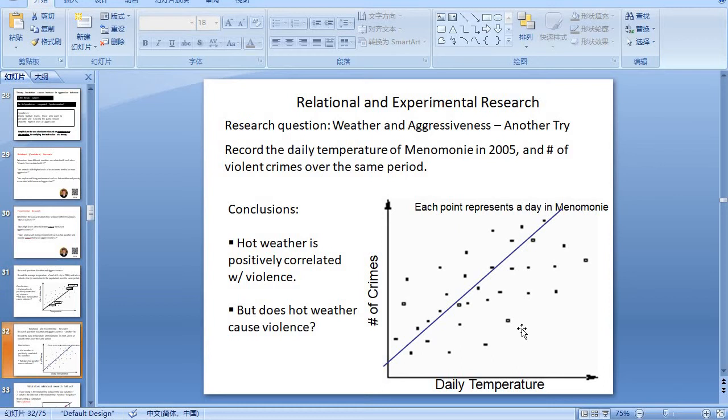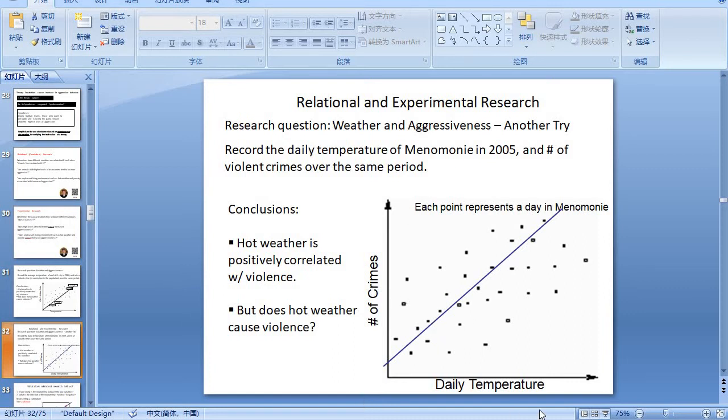Suppose you study just one place and you record the daily temperature over the year. Daily temperature varies in the same place. In the winter time, the daily temperature is going to be low. And then in spring, the temperature increases. And then in summertime, it gets warmer and warmer, really warm. And then you also record the crimes recorded each day at the police department.